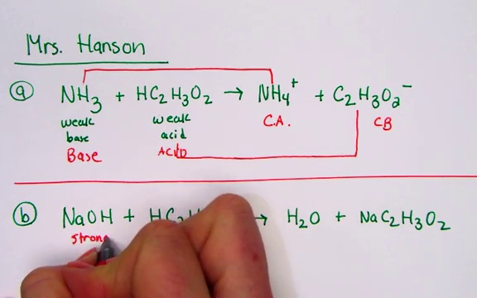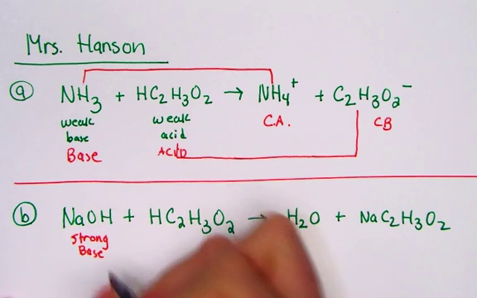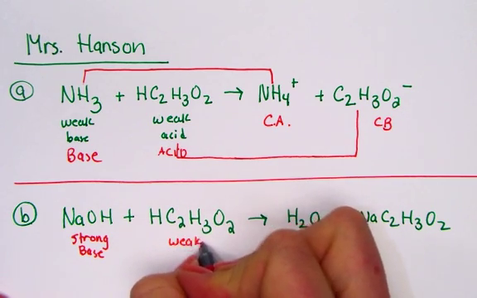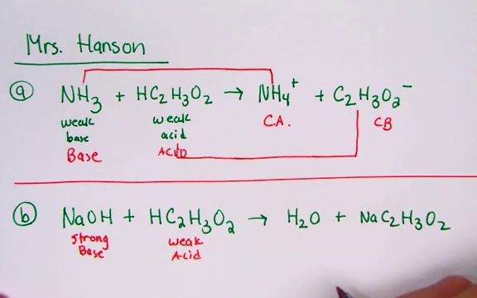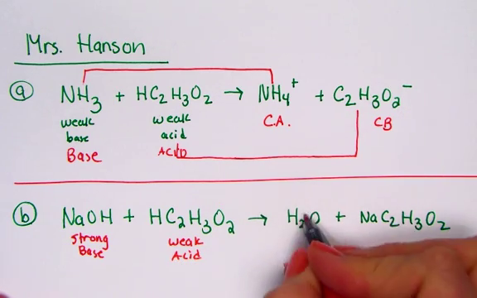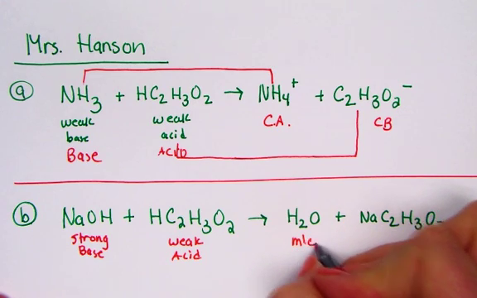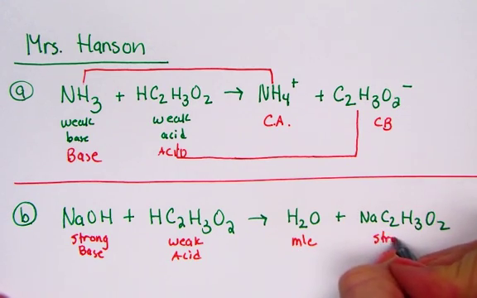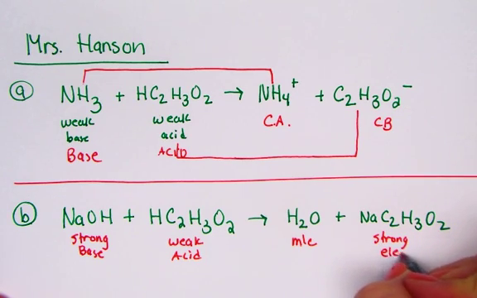Sodium hydroxide is a strong base. It will 100% dissociate. Acetic acid is a weak acid. It is left in molecular form. Water is a molecule. It will not dissociate, leave together. Sodium acetate is a salt. It is a strong electrolyte and will need to dissociate.